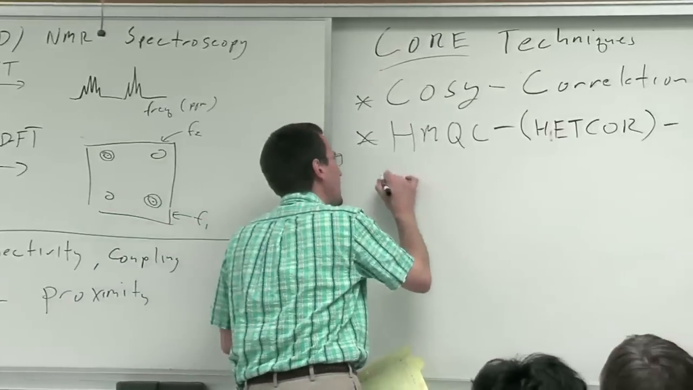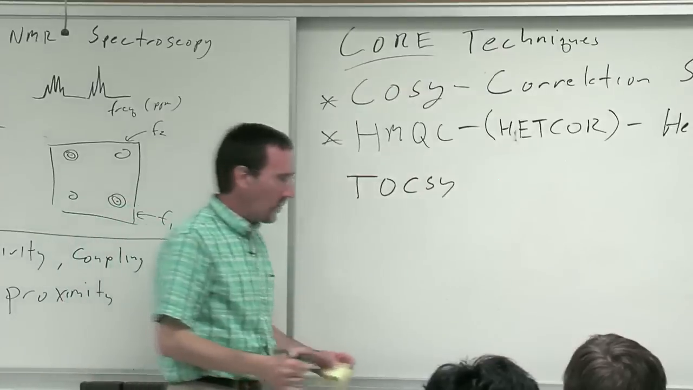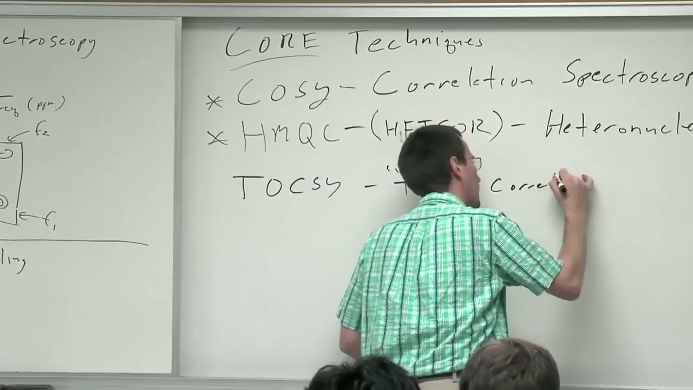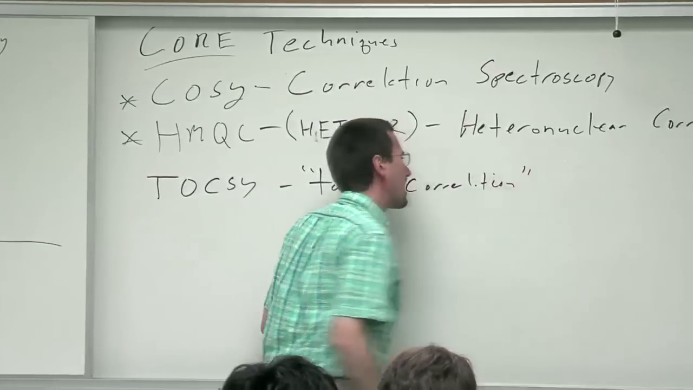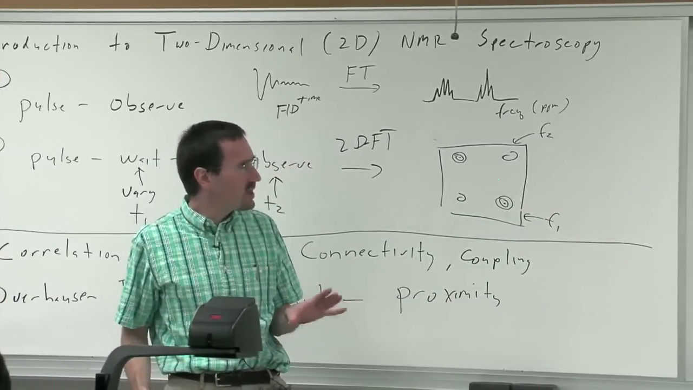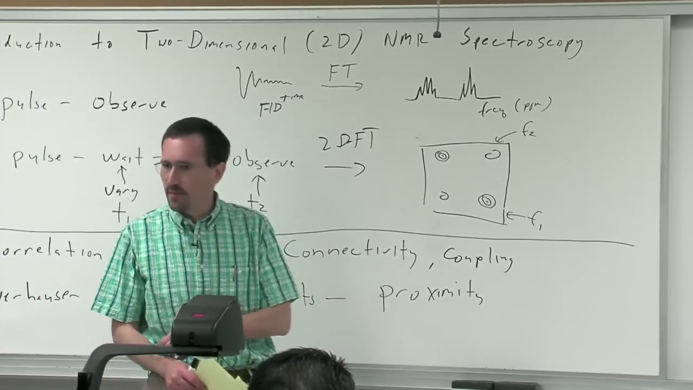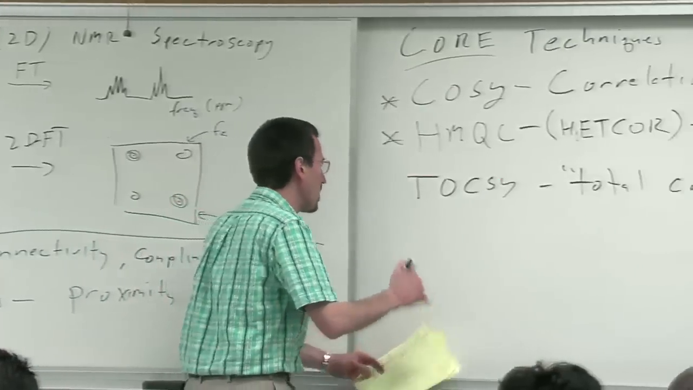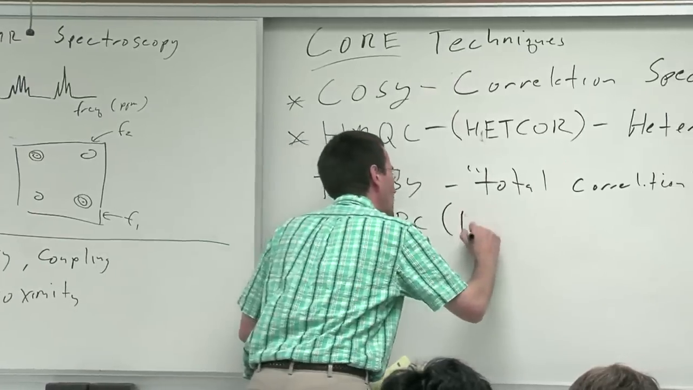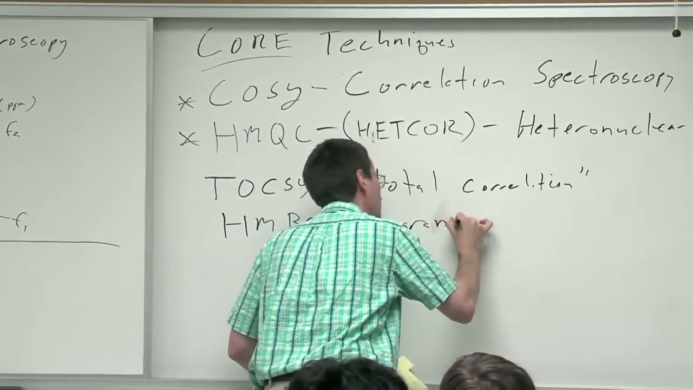We're then going to add in TOCSY. TOCSY stands for total correlation, and I'll put that in quotes. It's like a super COSY that gives cross peaks with all other nuclei in the spin system. I'll show it to you today, but you won't yet have the experience to see where it's useful. We'll bring in some problems later on, but I don't want to bombard you with too much. And HMBC is sort of a long-range HETCOR. In fact, that's the version of the experiment that it used to be.